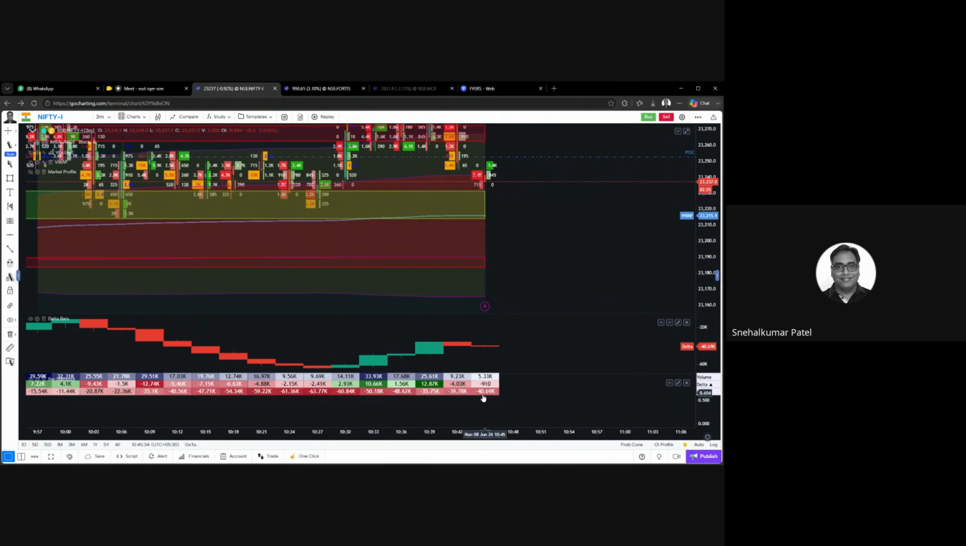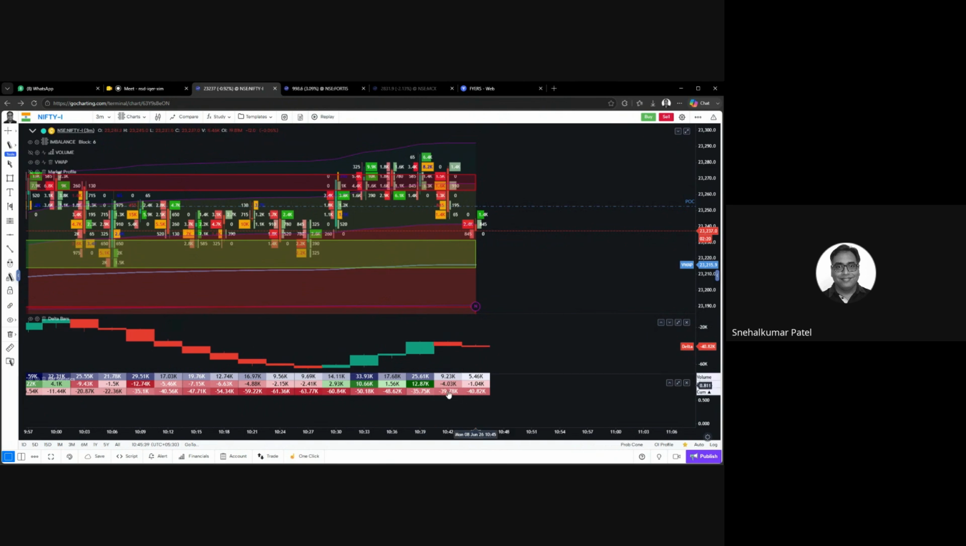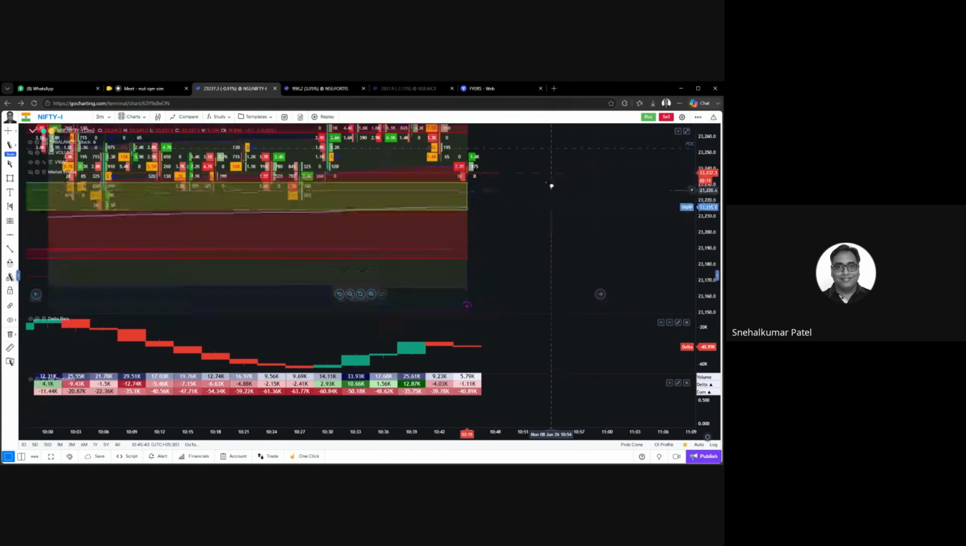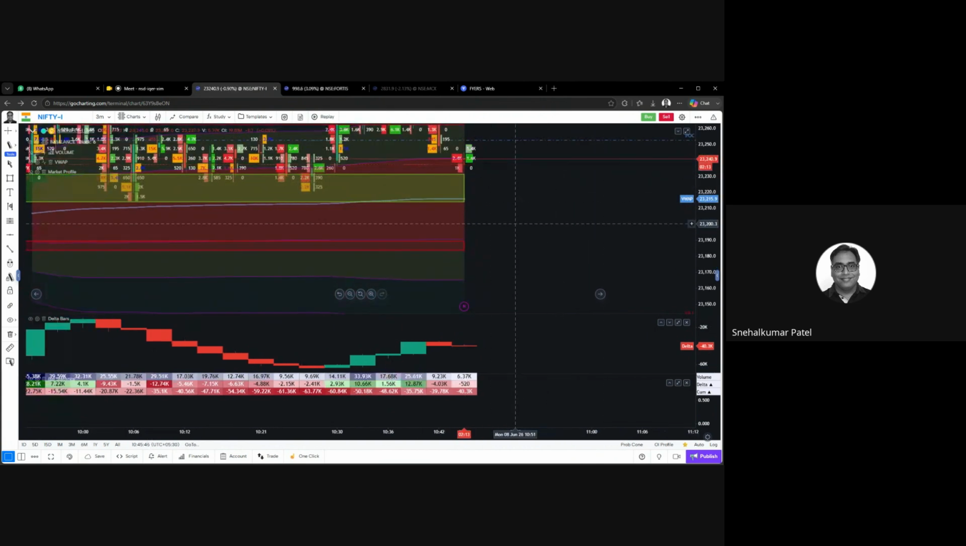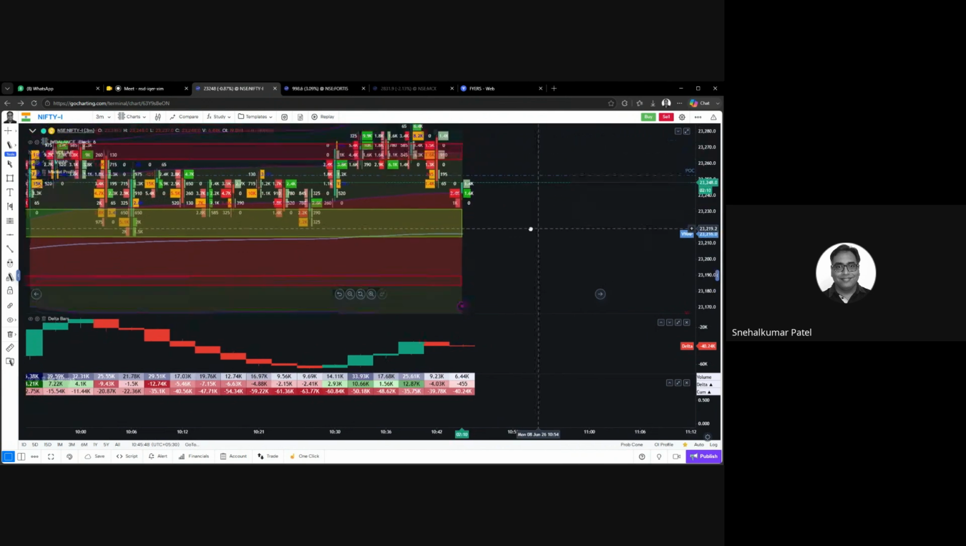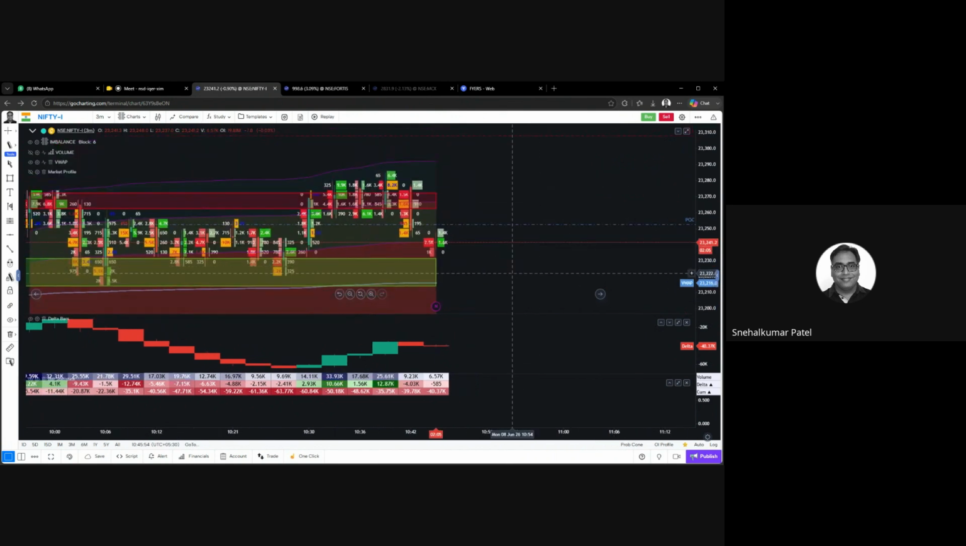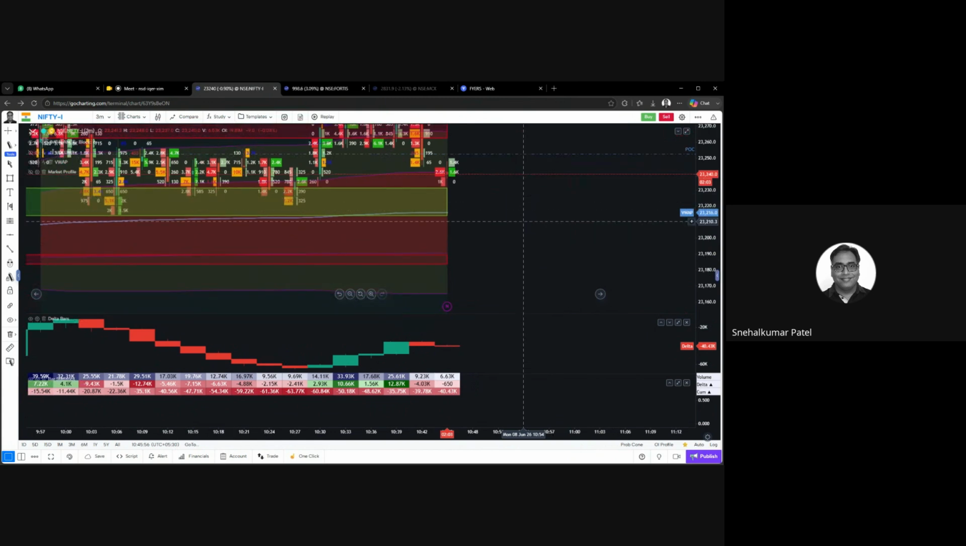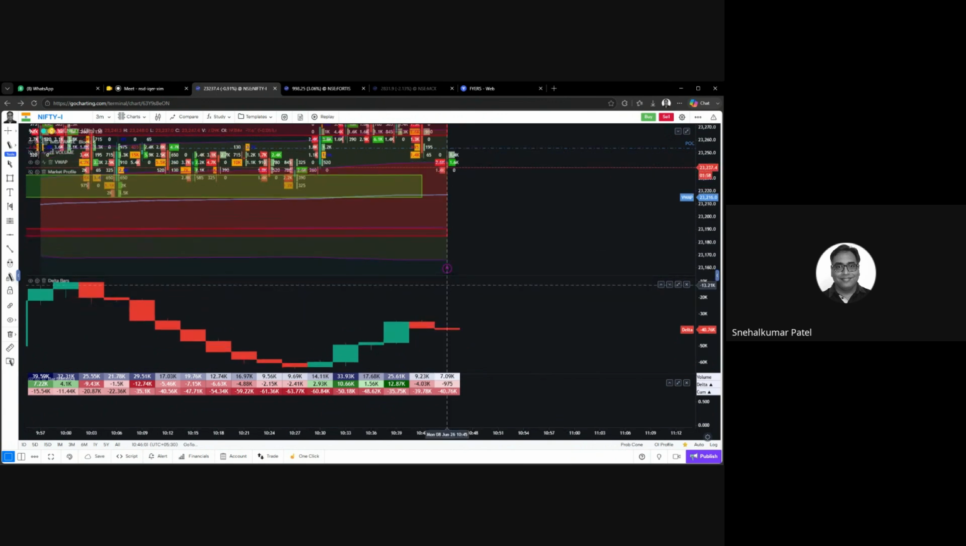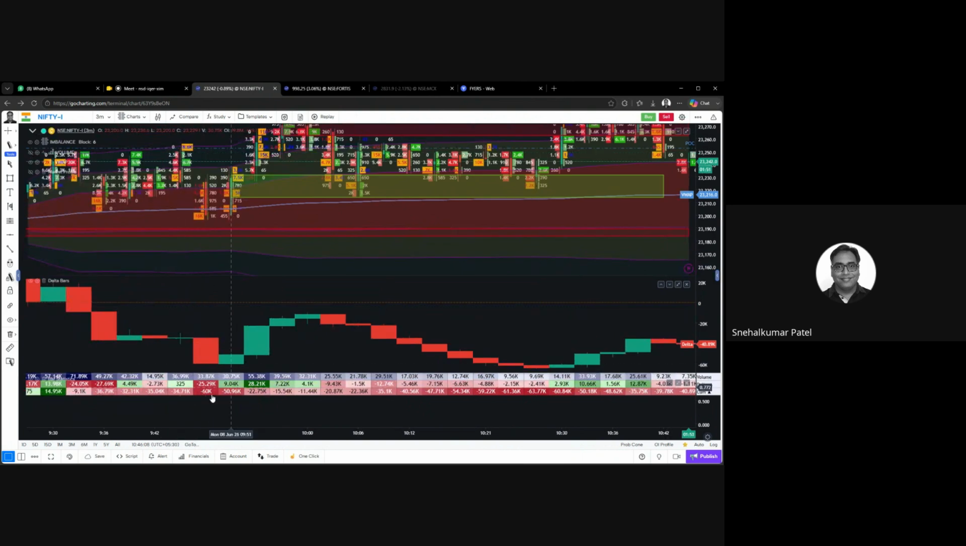Looking at the cumulative delta, still negative. Even though price is going up, the cumulative delta is not improving drastically. We also don't see heavy sell side orders. If the sellers want to dominate, they should repeat orders similar to this candle, probably similar to this candle.